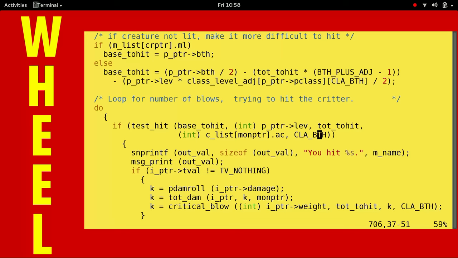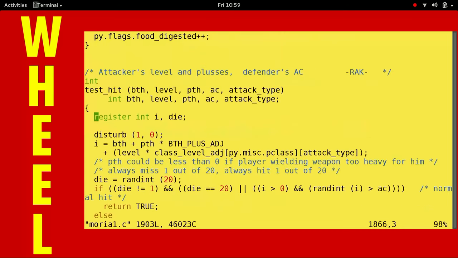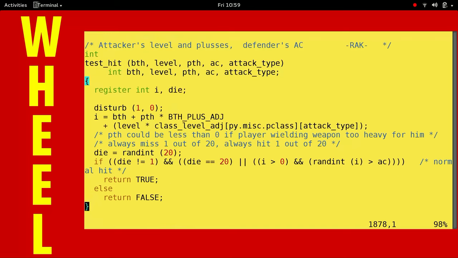And it's this one here, the regular hit. It's the regular melee hit. So that is the context in which the test hit function happens. Okay, remember that. We'll come back to this. Because this function really isn't that long, and we need to figure out what these values are that are coming in. Attacker's level and pluses, defender's AC, RAK, Robert Allen Konecki.